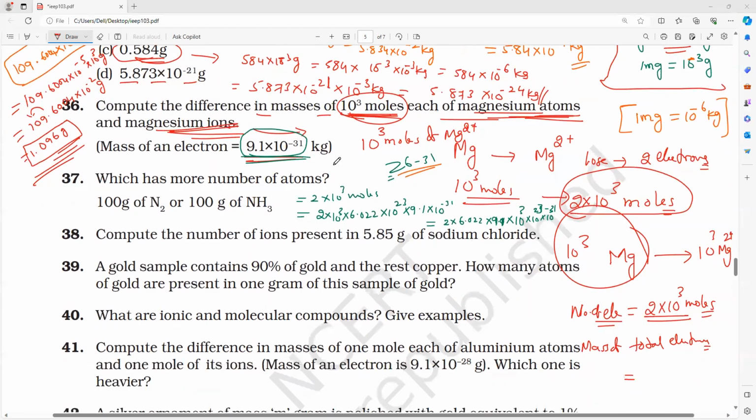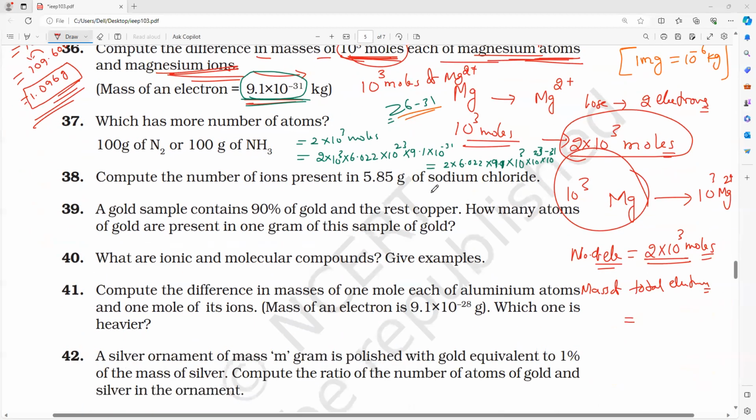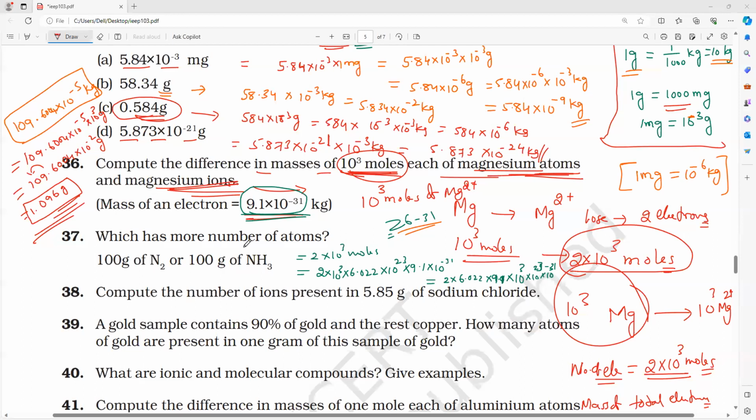So it's very simple. Why are we considering the mass of electrons here? Because 1 or 2 electrons we won't consider. Here, how many electrons are there? 2 times 10 power 3 moles means a very large number, millions of electrons. So definitely there will be a mass. That's what we are considering now.